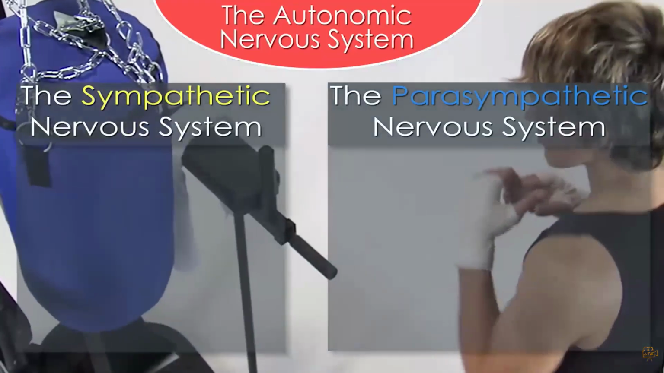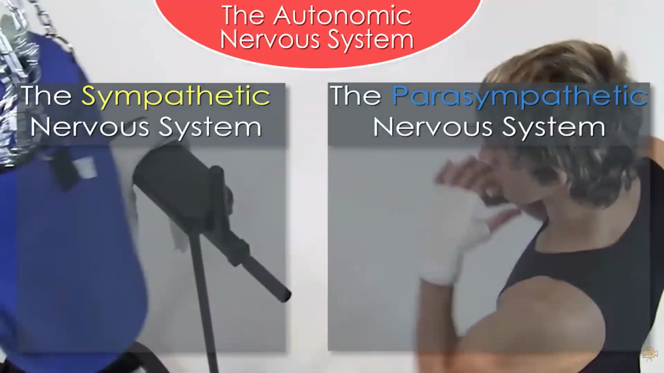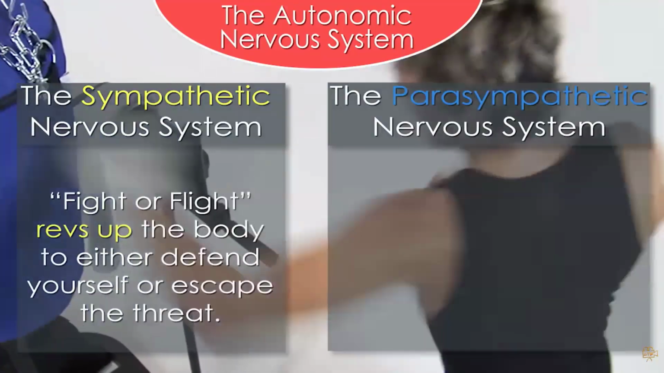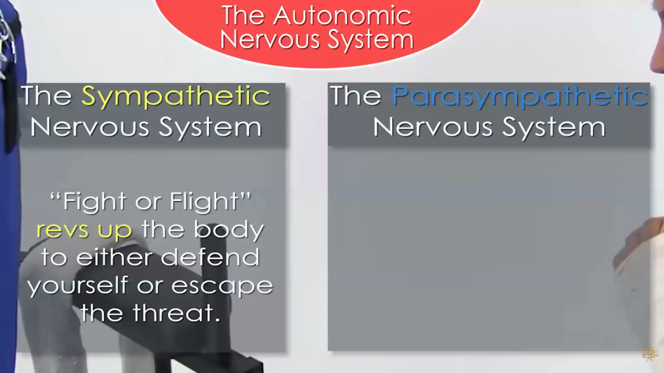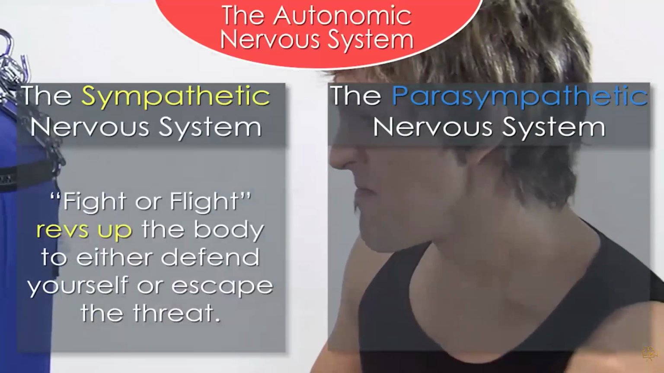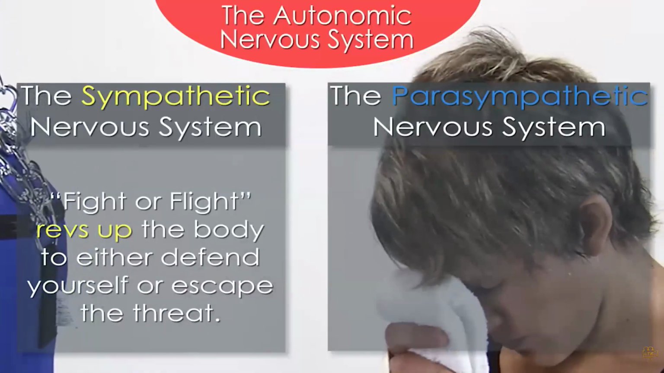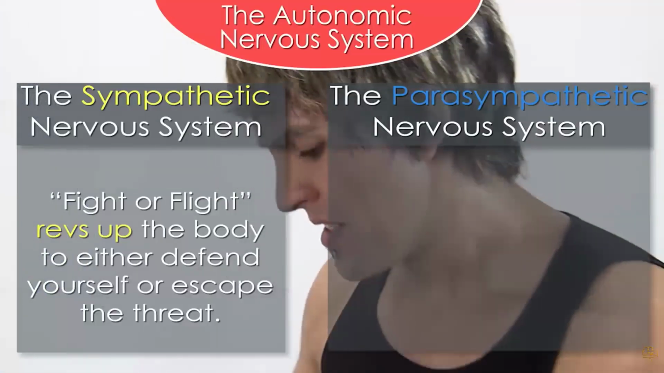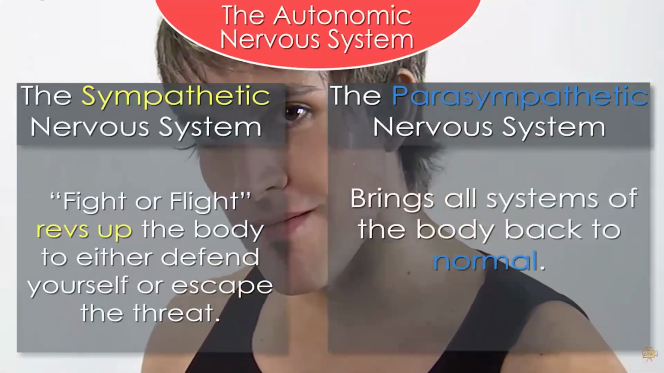The sympathetic nervous system is vital to our survival. Have you ever heard of the fight or flight response to danger? The sympathetic nervous system revs up the body when confronted with imminent danger to either defend yourself or to escape the threat. The parasympathetic nervous system is the counterbalance to the sympathetic response to danger, whether real or imagined. Once the threat is gone, the parasympathetic brings all the systems of the body back to normal.